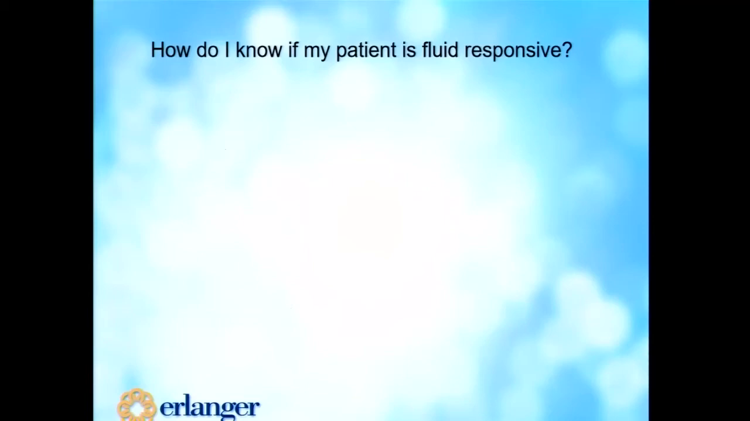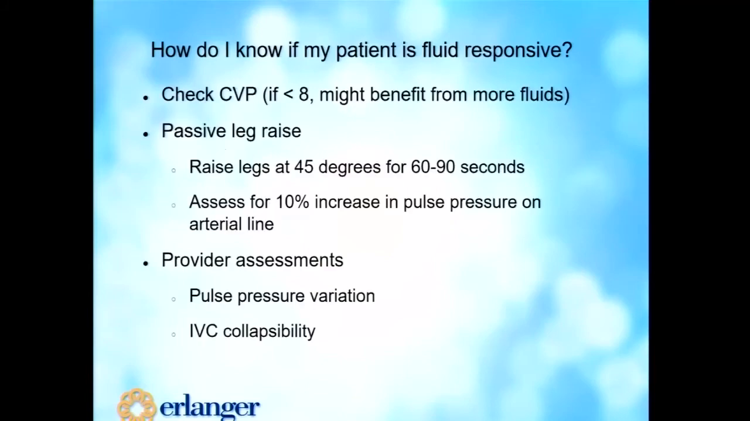Okay, so this is probably less my expertise and more what you guys can look at a lot more. So ways to determine if your patient is fluid responsive. My favorite one is the CVP because I actually know how to do that one. You can just look at the number that you guys get me. So if it's less than 8, your patient might benefit from more fluids.